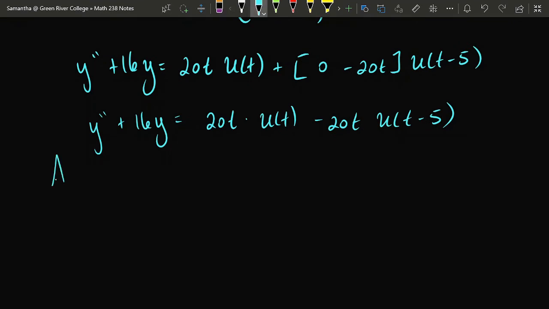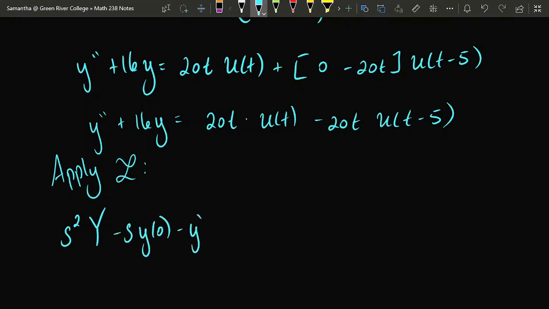Now if I apply the forward direction Laplace transform to both sides, the y double prime becomes s squared times Y. I'm going to call it capital Y, just because in this case f of t is being used to represent the forcing function, and I don't want it to get mixed up with the solution to the actual differential equation. And the transform of 16y I'll write as 16 capital Y.